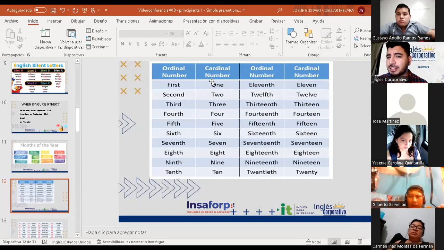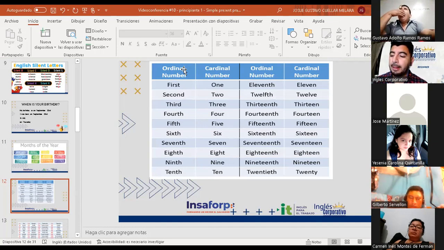But what is the difference? ¿Cuál es la diferencia? Los ordinales se refieren a orden. Primero, segundo, tercero, cuarto. Hay un orden. But the cardinals refer to quantity. Se refieren a la cantidad. Cardinales, cantidad. Ordinales, orden. O sea, la cantidad es 100, 25, 49. So that's the difference. Okay?